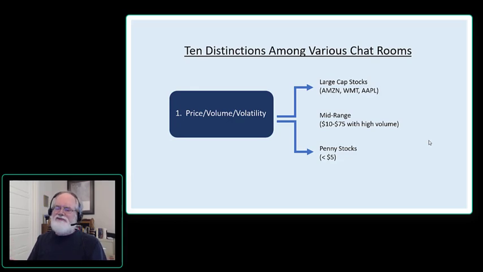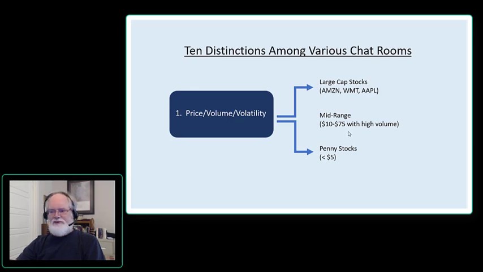Okay, so 10 distinctions. One big area of distinction is price, volume, and volatility. For example, some people are going to go for large cap stocks. They're going to look at the Teslas, and they're going to be day trading Tesla stocks. Other people are going to be looking at penny stocks, trying to find those pre-market and early market runners that are very, very cheap and that are hugely volatile and also high risk, to be honest with you.